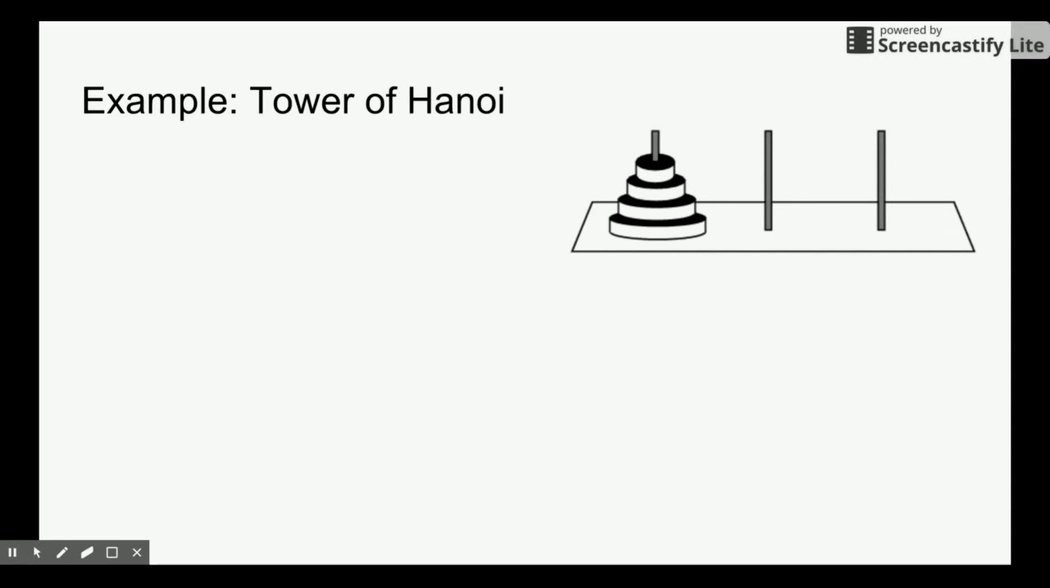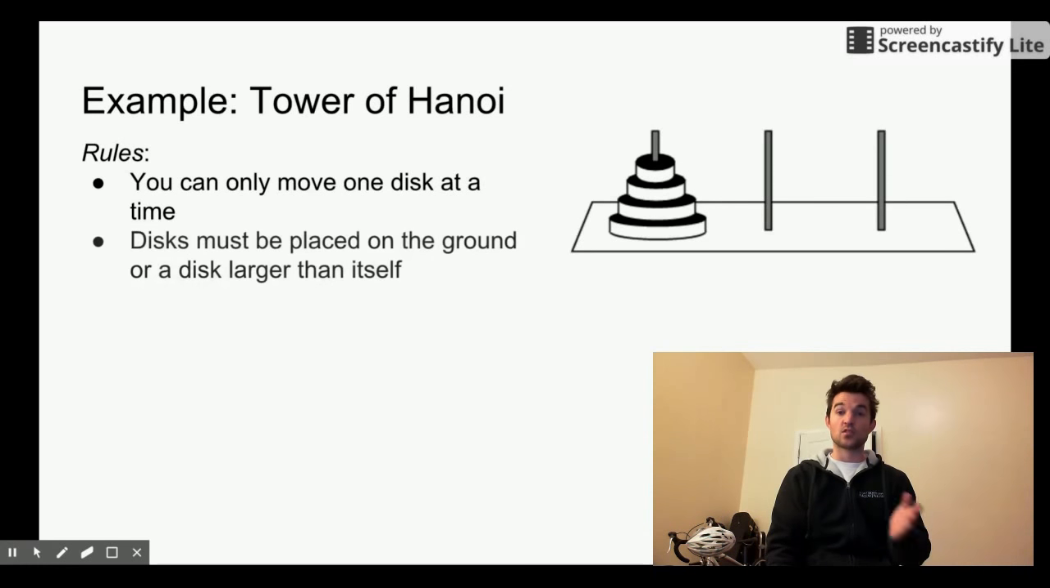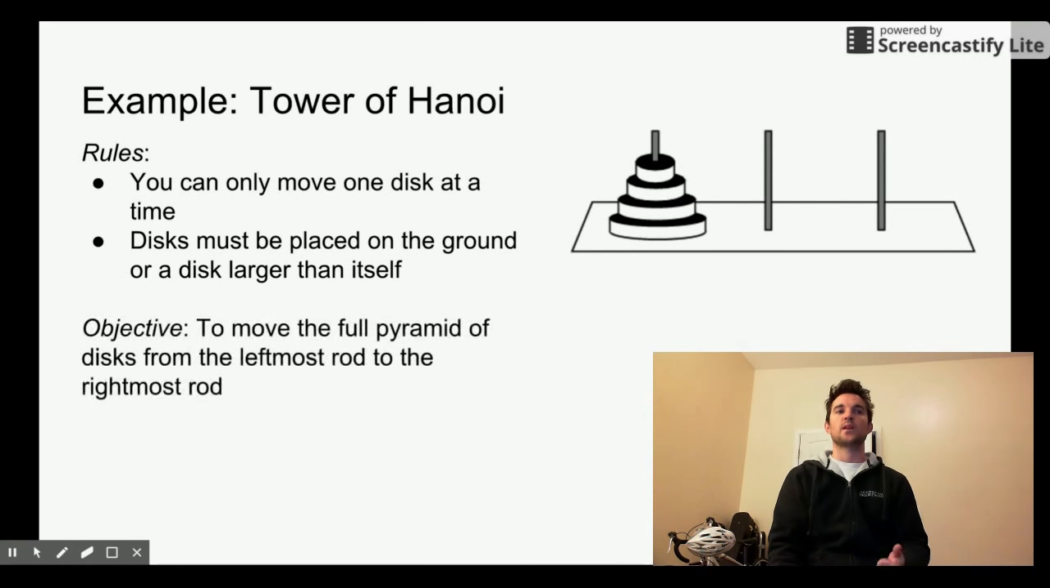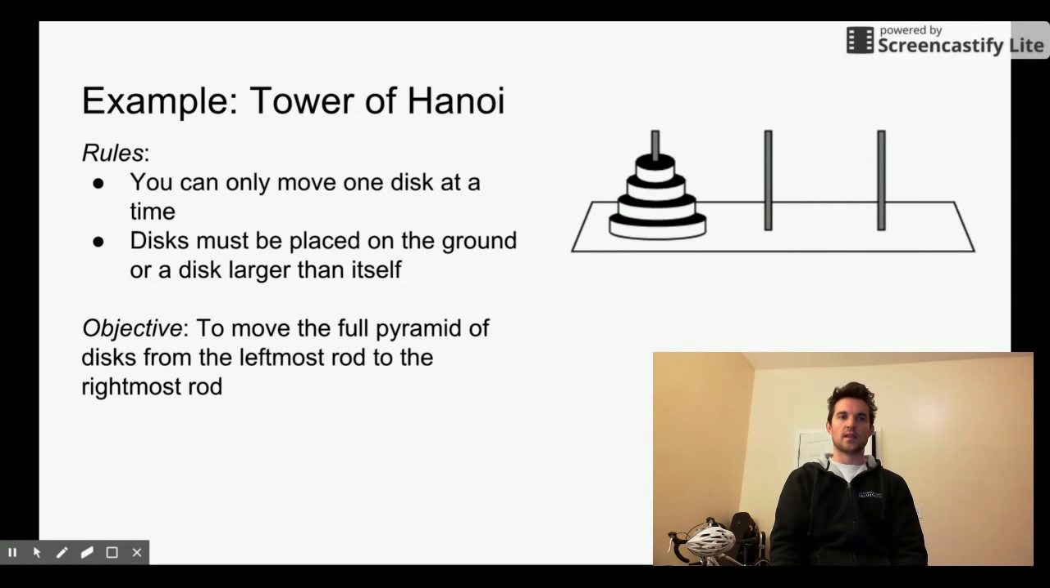So, to look at recursion, we're going to look at a small problem called the Tower of Hanoi. The Tower of Hanoi is something that you might have been familiar with as a children's toy. It's a puzzle, basically. The idea is that you have n disks on a rod, and there are 3 rods, and you may only move one disk at a time. The disks must be placed on the ground or on a disk larger than itself. And the objective is to move the entire pyramid of disks from the leftmost rod to the rightmost rod, or in the case that you're starting on the rightmost rod, to the leftmost rod, using the center rod only as an auxiliary.